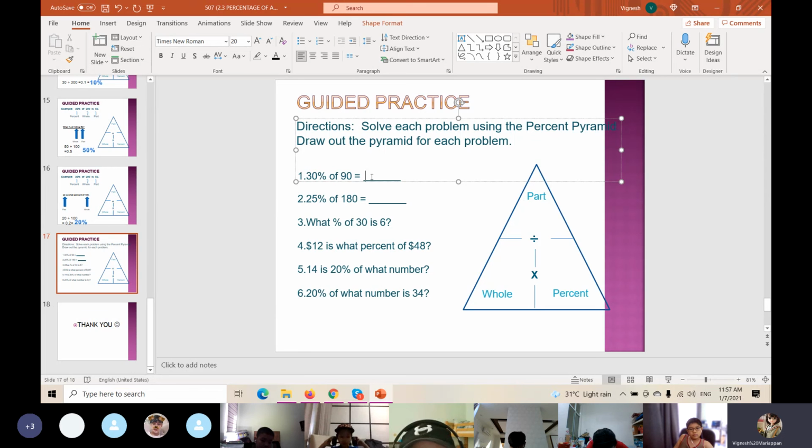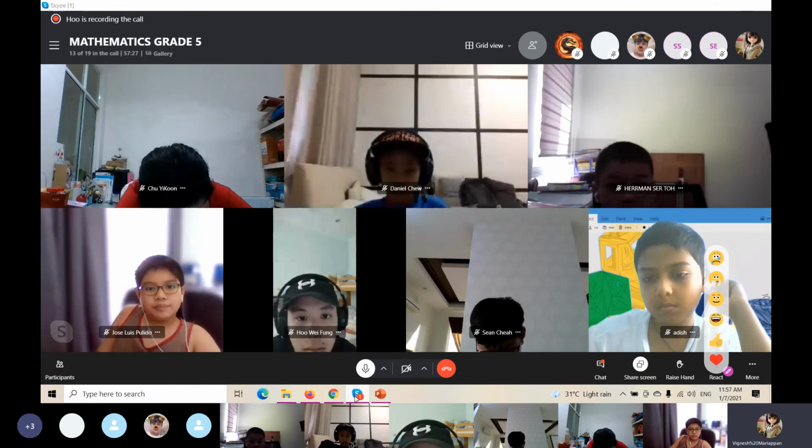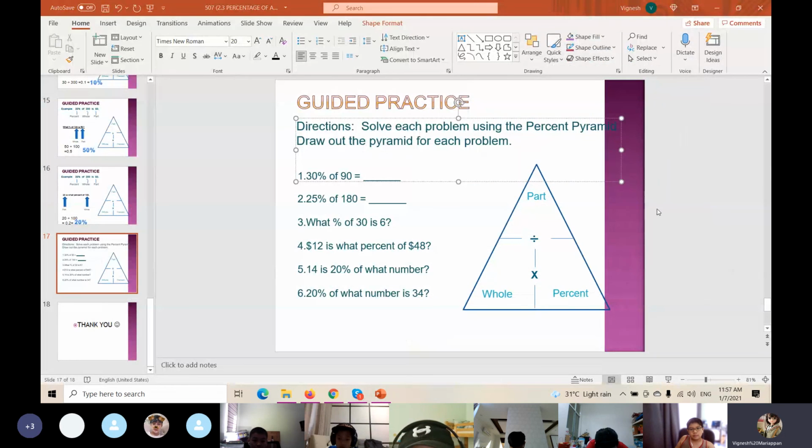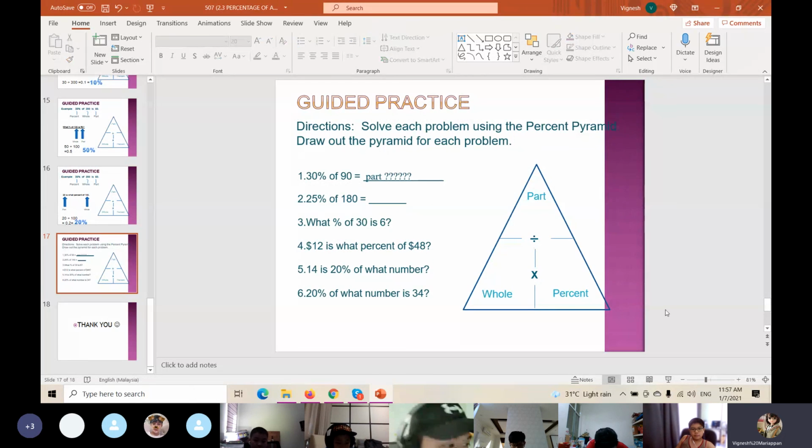What you need to find? Class? Am I talking to my screen? Percentage is given, the whole number also is given. So you need to find the value of part. Part, correct. So if you want to find the value of part, as I said earlier, this percentage, please convert to the decimal, multiply with the whole number to get the value of part.